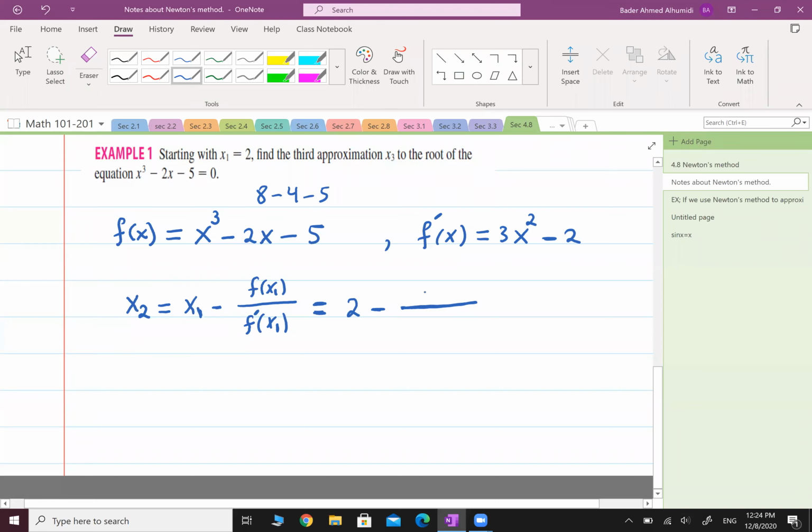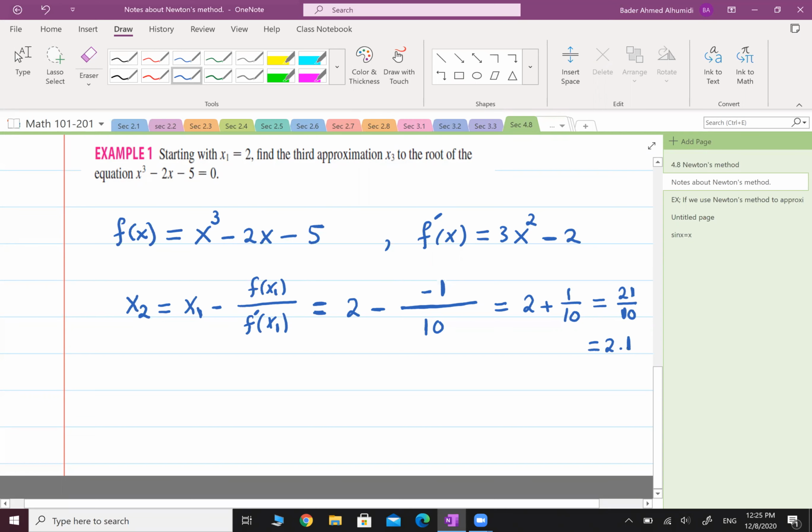So I can write this one, minus 1 divided by, now I substitute in the derivative at x1, the derivative at 2. The derivative at 2 will be 2 squared is 4, times 3. I substitute here. 4 times 3 is equal to 12 minus 2, that's equal to 10. This is equal to what? It will be 2 plus 1 over 10, which is, if you like, 21 over 10. This is what we have. Which is 2.1 if you like. So you can write this one also as 2.1.